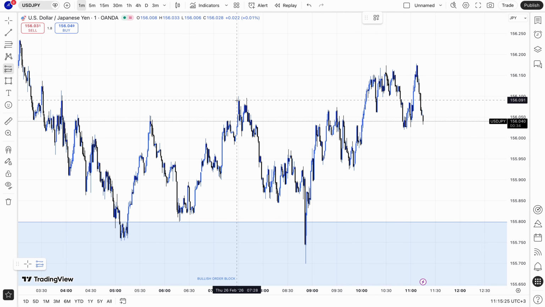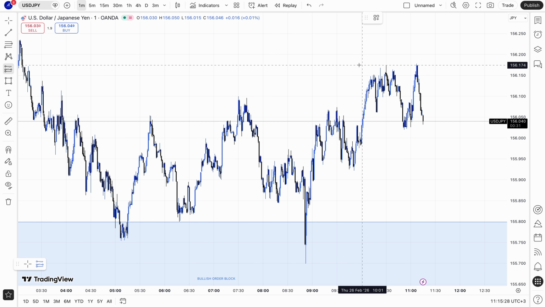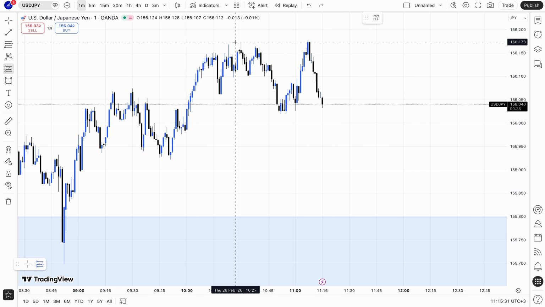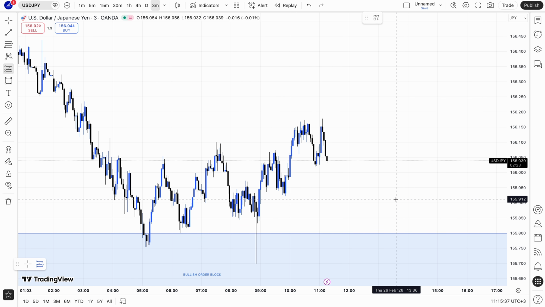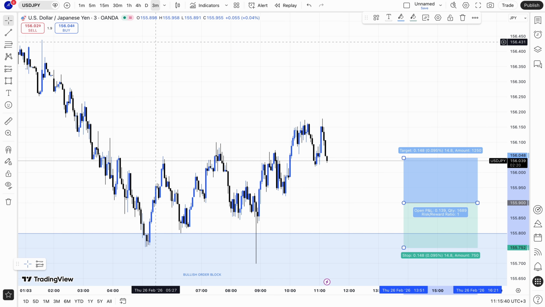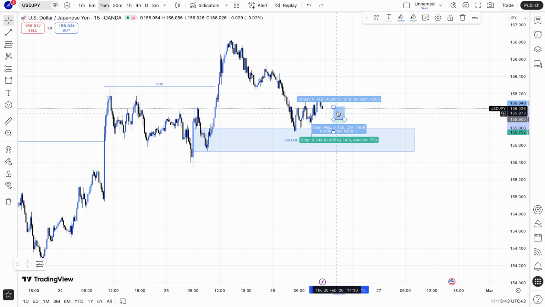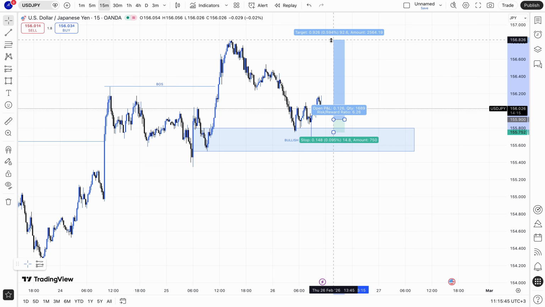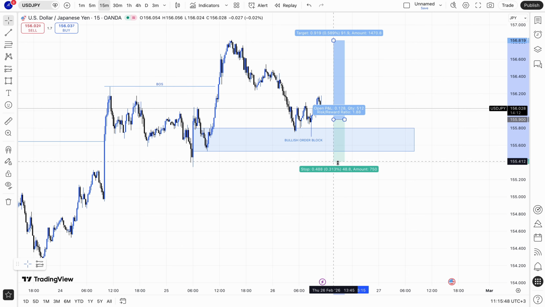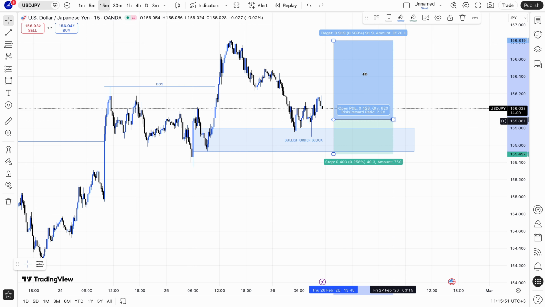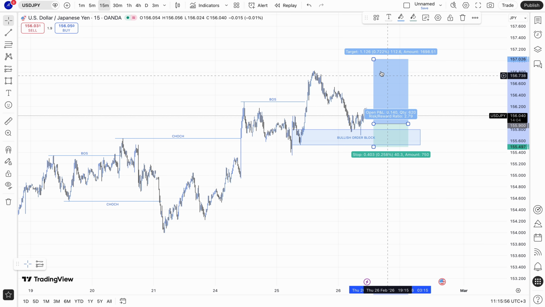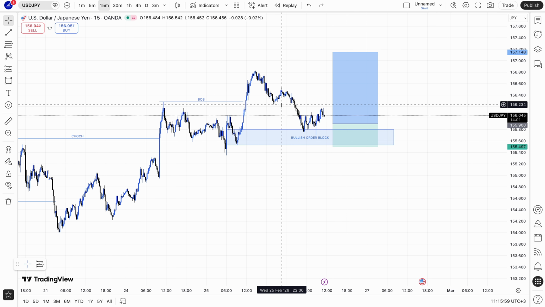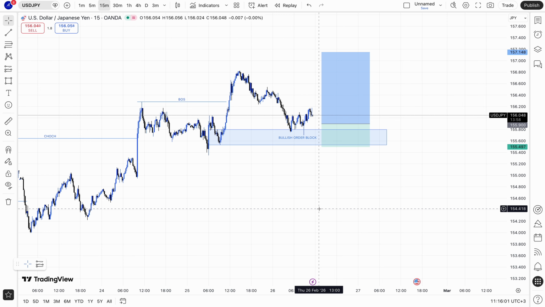Right. Is this a shift? No, it's not. Then we had our shift, and our entry is just here. Then our stop loss will be just below this order block, and we're targeting 1 to 3. So I'll be sending also this signal if I get the final confirmation. That's it, guys.